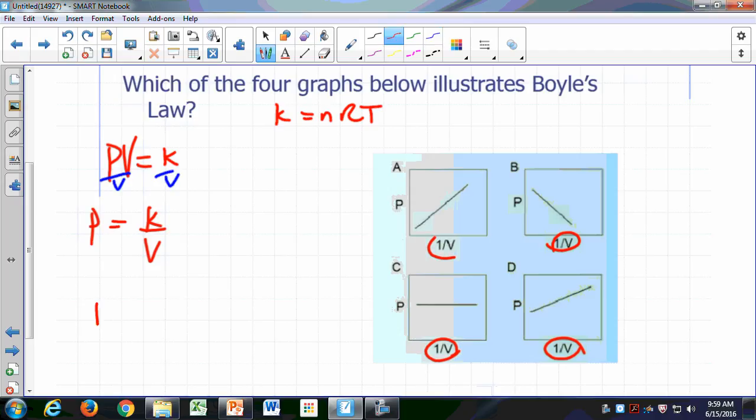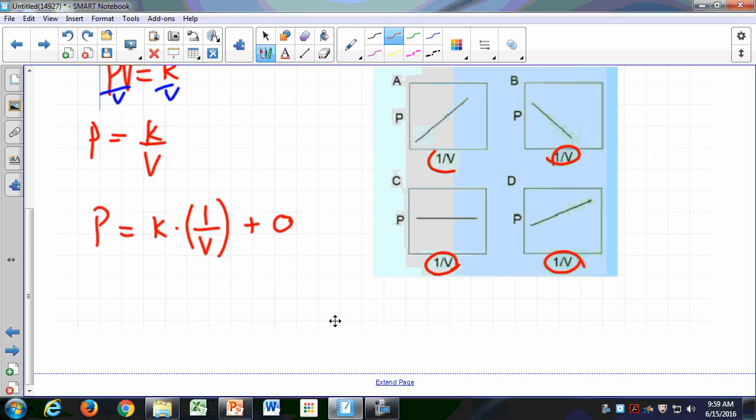And I can rewrite my right-hand side. K over V is just the same thing as K times 1 over V, plus 0. If I add 0 to something, it doesn't matter, right? Why am I doing it this way? Because I'm drawing straight-line graphs. And what's the equation for a straight line? y equals mx plus b, right? So I'm trying to plot pressure versus 1 over volume, so I want to express my pressure in terms of 1 over volume, and this is how I do it.